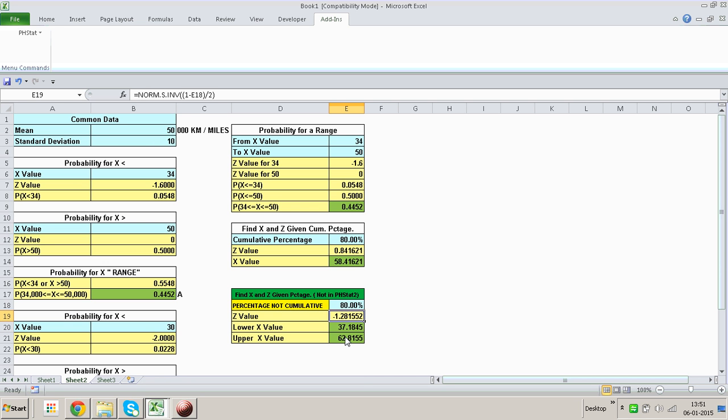So you create a z value criteria over there, which is basically the function norm.s.inverse. So you are inverting, or you are reversing the normal distribution. So from the normal distribution, you are getting the z value, and from that you are deriving further the lower end and the higher end of the x value.